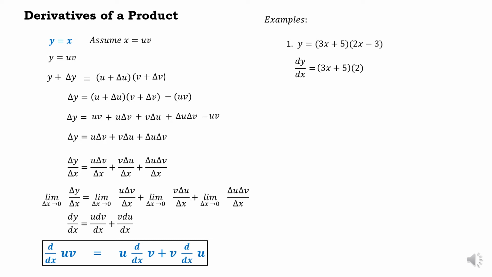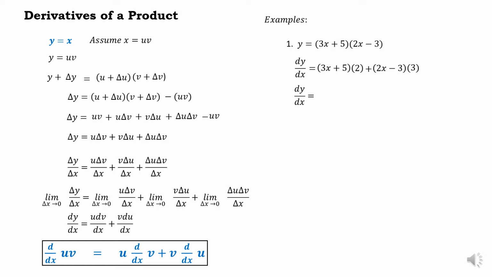Therefore, the derivative of 2x minus 3 is equal to 2. Then plus, copy the second function which is 2x minus 3 multiplied by the derivative of the first function which is 3x plus 5, and the derivative of 3x plus 5 is equal to 3.